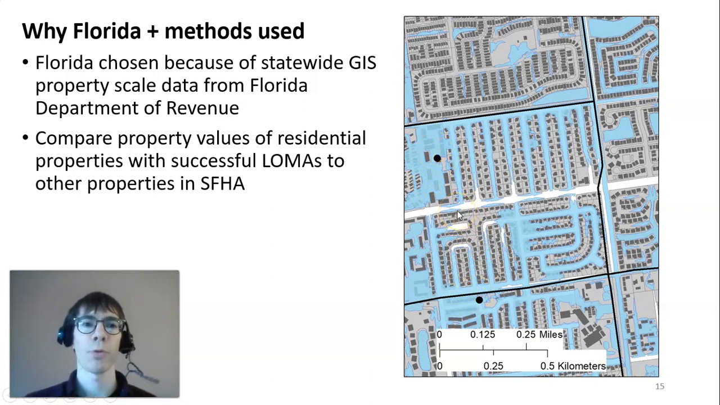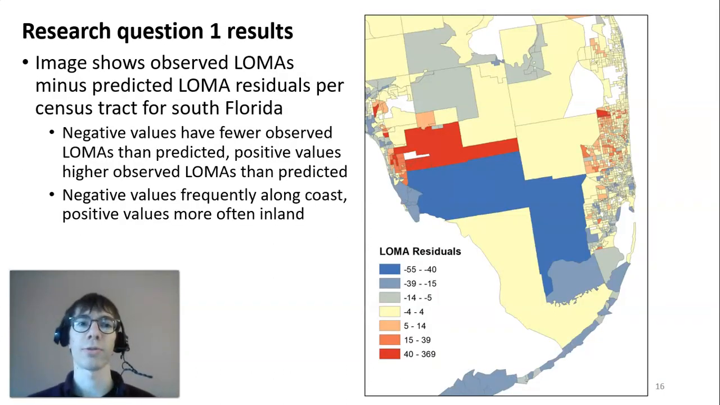So for question 2, what I did was essentially pull out the property values that are tied to the individual tax lots. The census tracts here are shown in the black outlines. For the individual tax lots, I pulled out the property values for properties that had LOMAs and compared those to all properties that were in the special flood hazard area, and then compared those two distributions to properties that were outside of the special flood hazard area. So looking at those three side by side, we can see the differences in the distribution of those values.